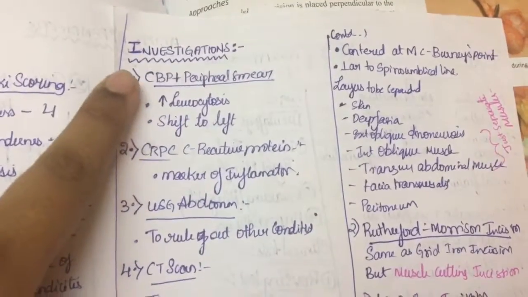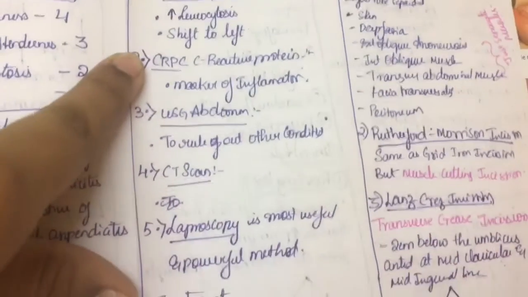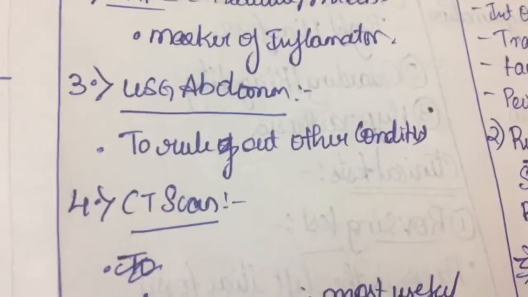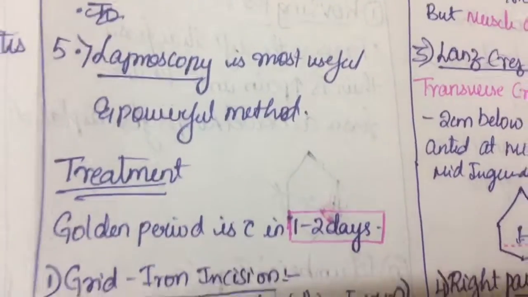Investigations are CBC and peripheral smear: increased leukocytosis, shift to left. CRP, C-reactive protein, marker of inflammation. Ultrasound abdomen to rule out other conditions, CT scan. Laparoscopy is a useful and powerful method.